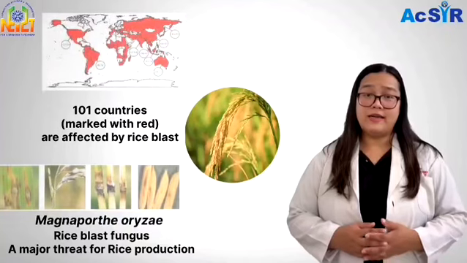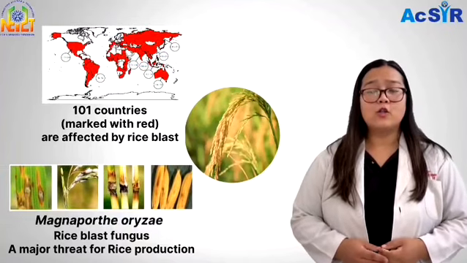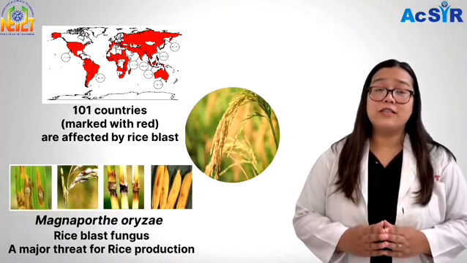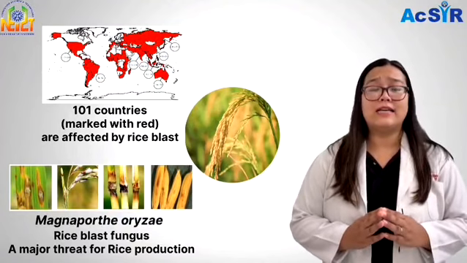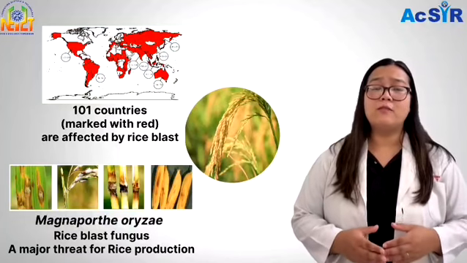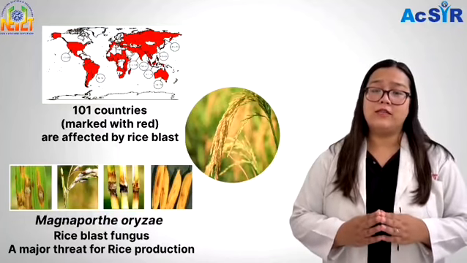One major threat is rice blast fungus caused by Magnaporthe. This disease alone causes 10 to 30% yield losses annually, that is enough to feed 60 million people. In severe epidemics, farmers can lose up to 100% of the yield.